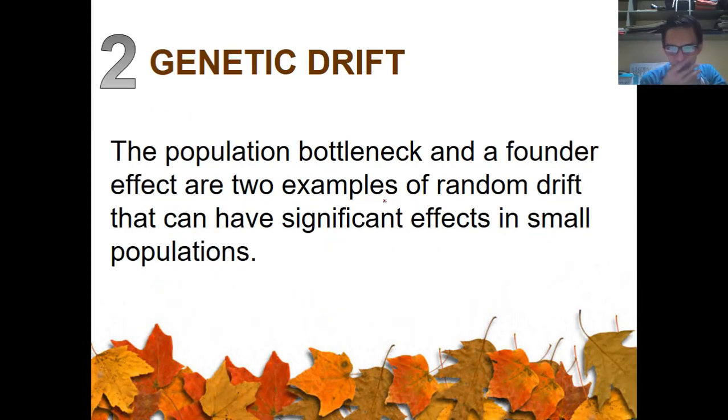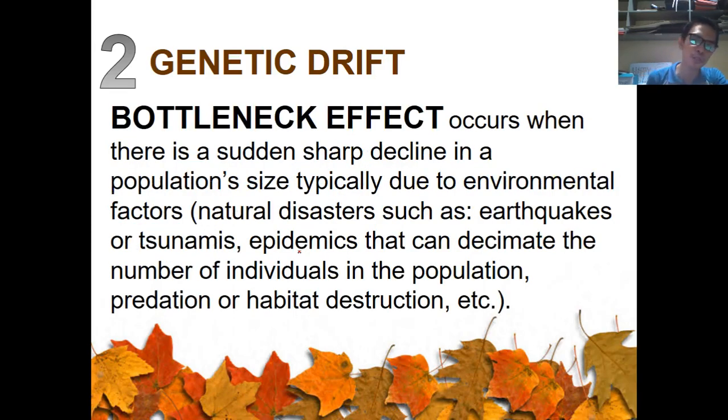And there are two kinds of genetic drift. We have the population bottleneck and the founder's effect. These are some examples of random drift that have a significant effect in a small population. Let's start first with the bottleneck effect. It occurs when there is a sharp decline in the population size due to environmental factors such as natural disasters, earthquakes, and so on and so forth.